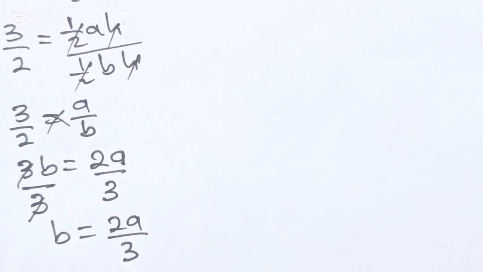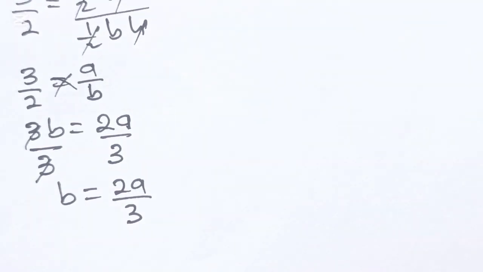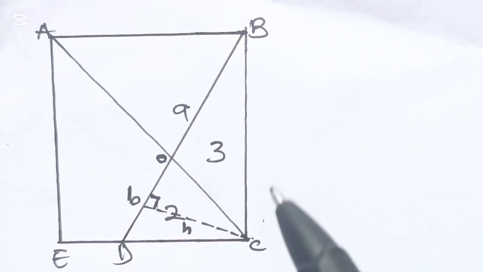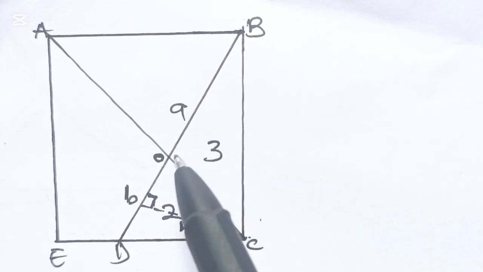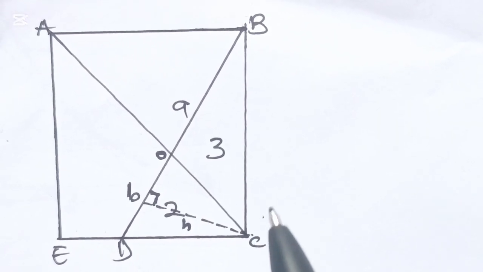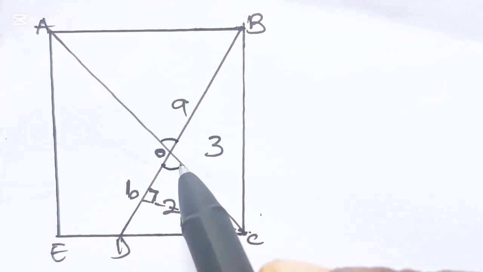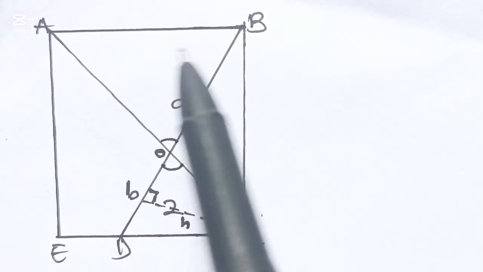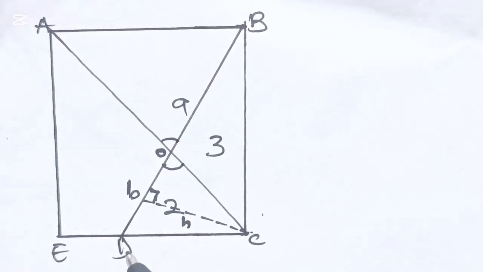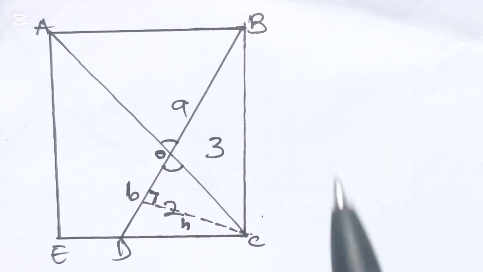All right, now moving forward, we have b to be 2a over 3. Now let's go back to this diagram because we have a particular thing I want to talk about here. If you look at triangle ABO and triangle ODC, you can see that both of them are similar. How? Let's check. You can see that vertically opposite angles are equal. So angle AOB is equal to angle DOC. Both of them are equal, vertically opposite.